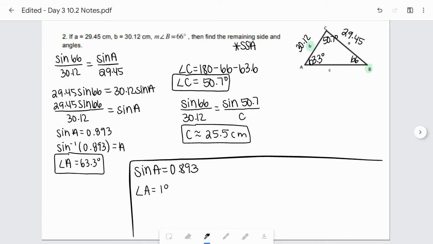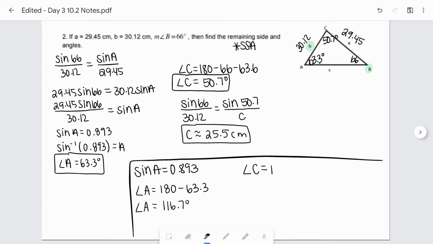So if we recall back from chapter 9, how we find that would be by taking 180 and subtracting out what we originally found for angle A, which was 63.3 degrees. Because remember, now we're in quadrant 2. So this time, angle A is going to be equal to 116.7 degrees.